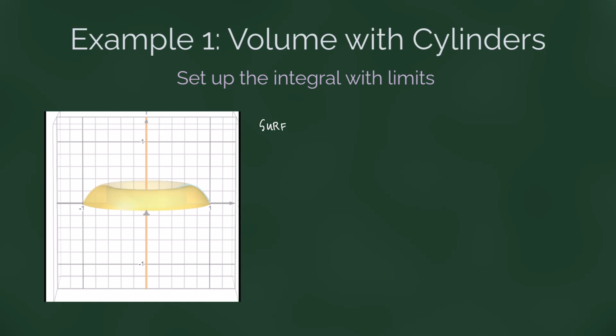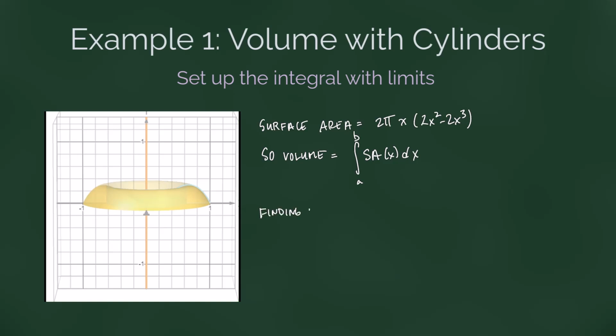Given our surface area function, which was 2 pi times x times 2x squared minus 2x cubed, we can now figure out our volume. Our volume is going to be the integral from a to b of our surface area as a function of x times dx. We need to figure out our values for a and b. These are going to be where 2x squared minus 2x cubed crosses the x-axis.